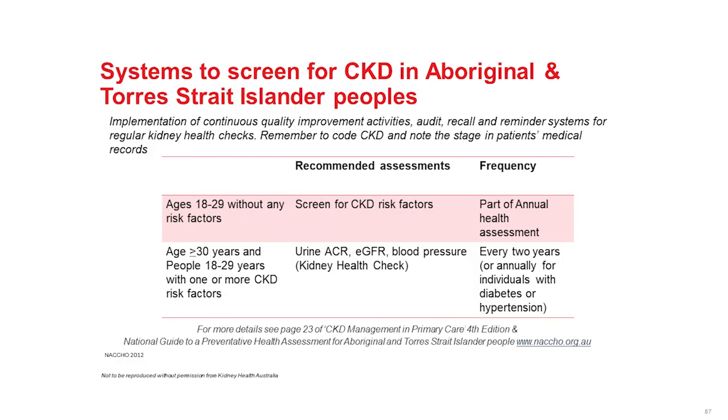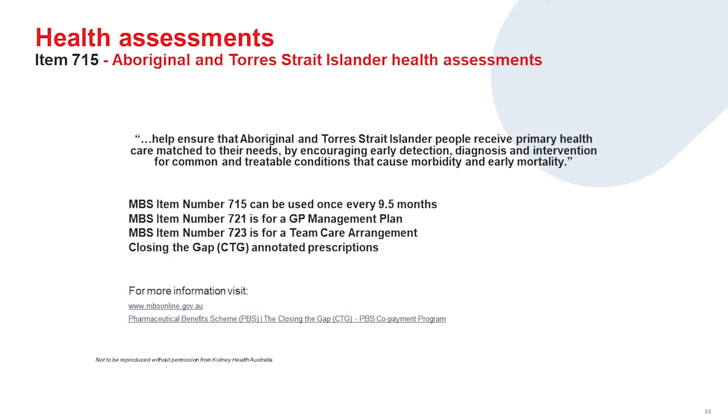So the recommendation is for people aged 18 to 29 without any risk factors, screening for risk factors as part of an annual health assessment, and people over 30 years and people between the ages of 18 to 29 with one or more risk factors. The recommended assessments are urine ACR, eGFR, and blood pressure, at least every 2 years or at least every 12 months for individuals with diabetes or hypertension. This is not something which is familiar to me.